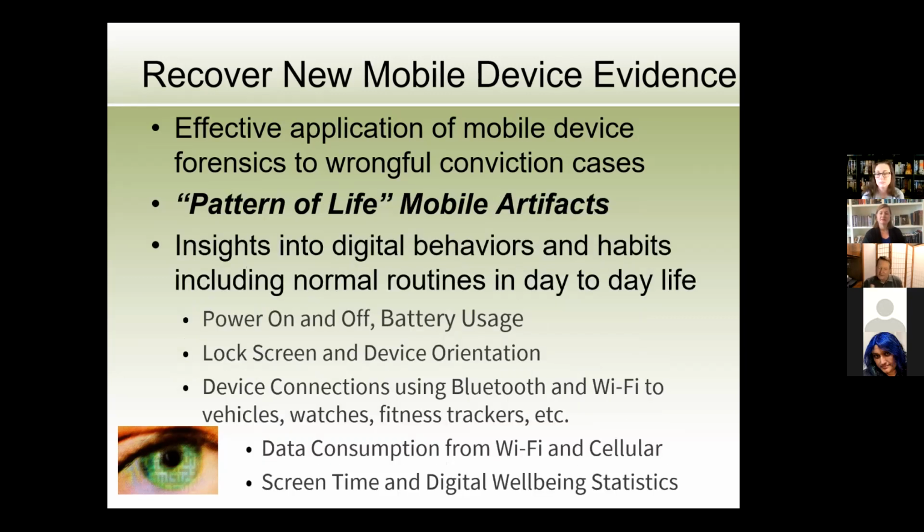Also, there's pattern of life evidence, which is relatively new in the last couple of years. Pattern of life evidence is a term of art now, and it goes to these insights into digital behavior, right? Habits and routines in day-to-day life that we can pick up on mobile devices if we get a really probative, deeply probative extraction. Here's a bunch of examples. The phone now actually keeps track and keeps a record of when the phone gets powered on and powered off. That's pretty powerful. If you know when the phone is off, you know not to look for any evidence. The use of the battery, if the battery's going down and the battery dies, you can actually watch that happen in the timeline.